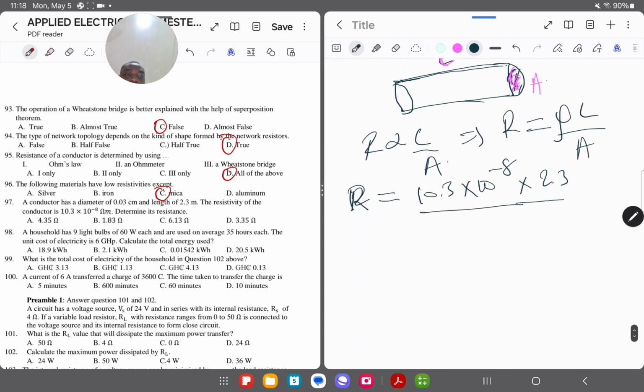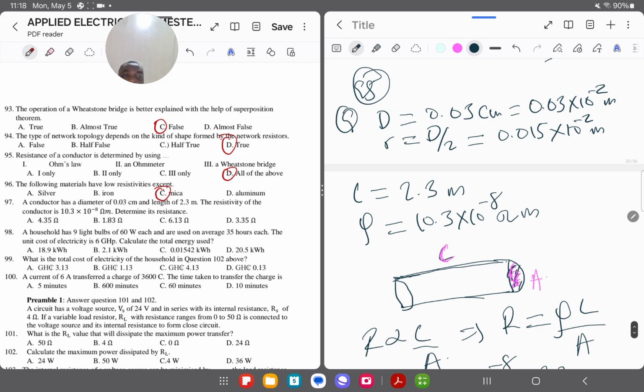Now that I've gotten the radius, I can get the cross-sectional area. This is a wire, a conductor, so we assume the cross-sectional area is a circle. So I have area equals pi r squared.